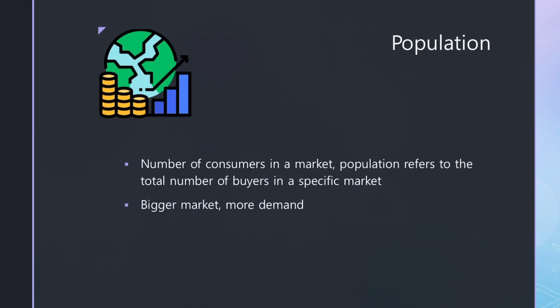Next, we have population. A population is the number of consumers in a market, and it refers to the total number of buyers in a specific market. So if you have a bigger market, then you have more people, which means more demand.